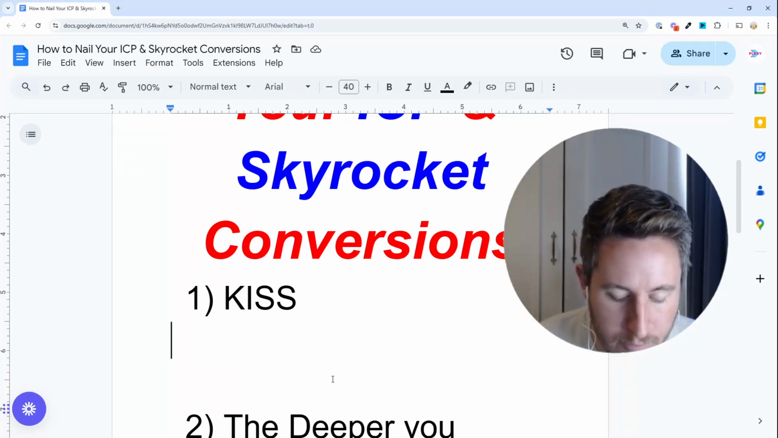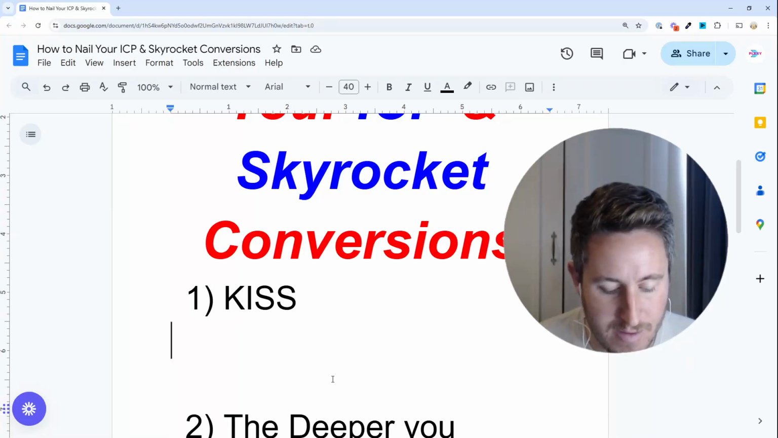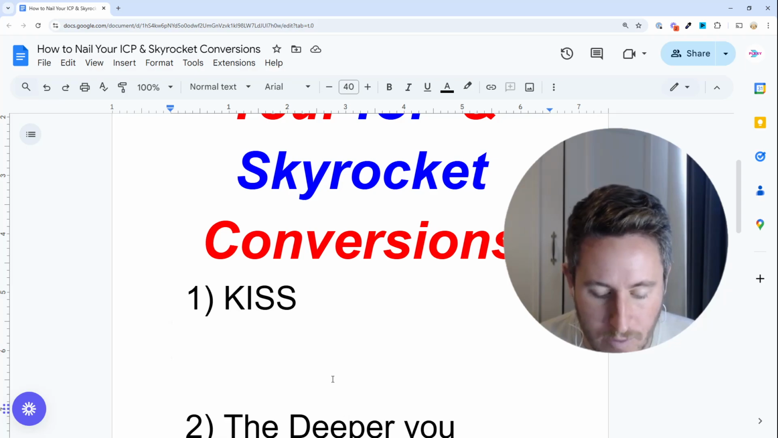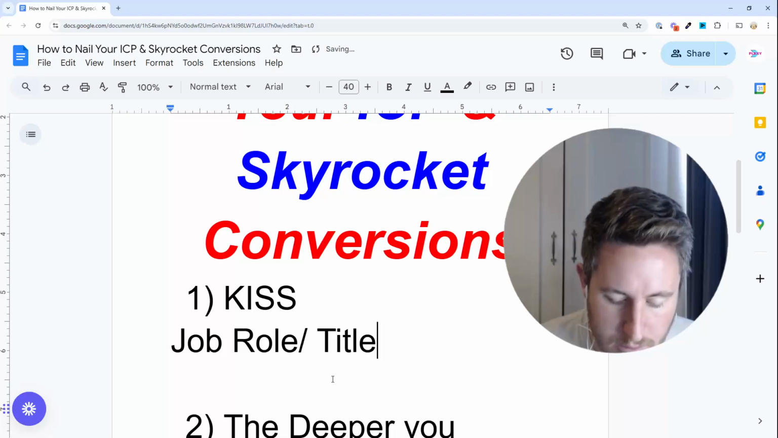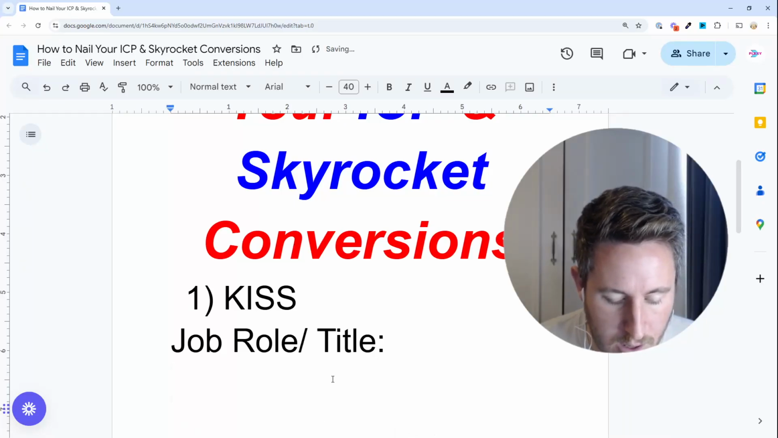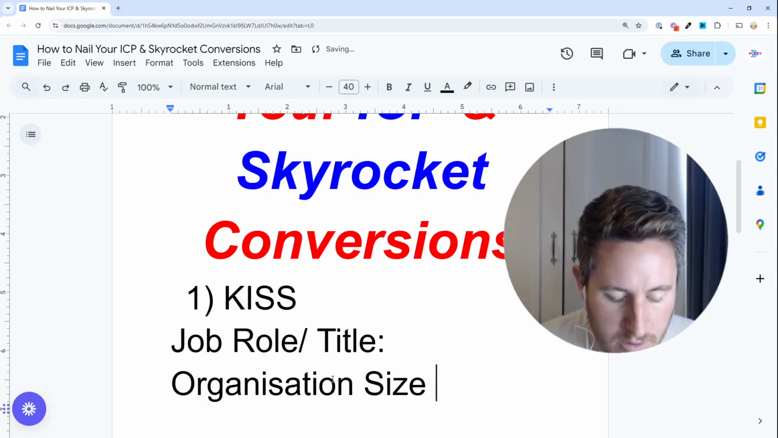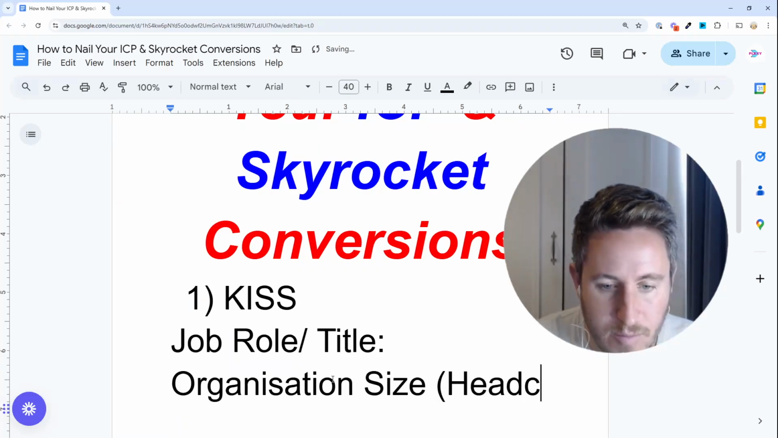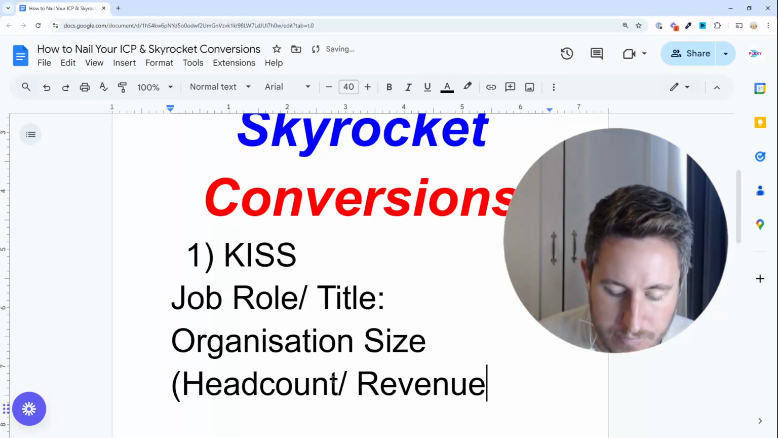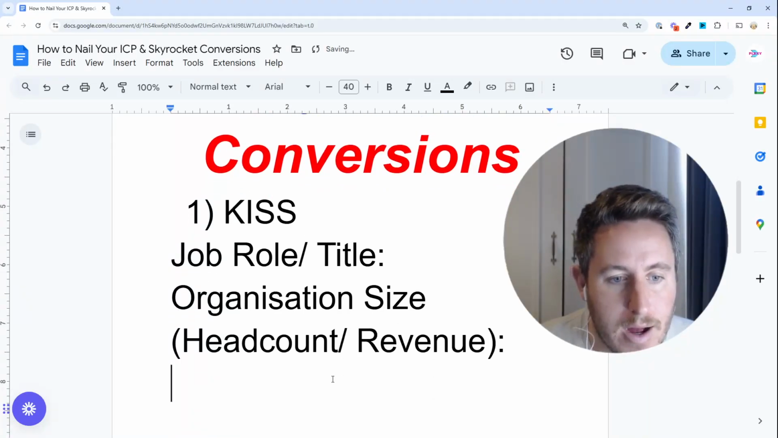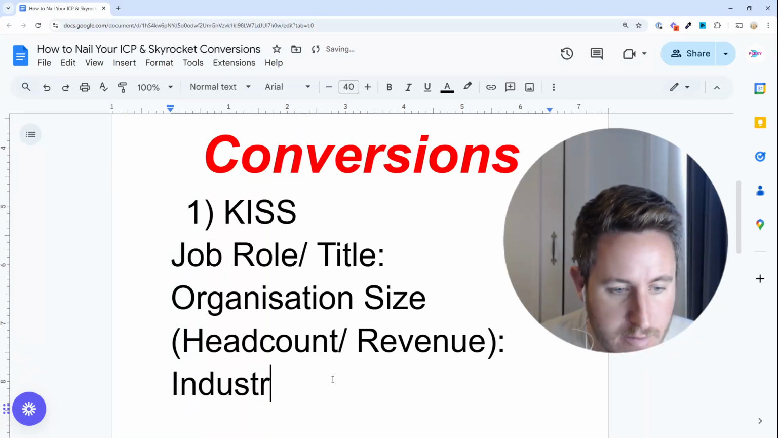And all I really want for a breakdown of your ideal customer to begin with is their job role, title. I want the organization size of the organizations they're at. And that'll normally either be by headcount or revenue. I want the industries or sectors.